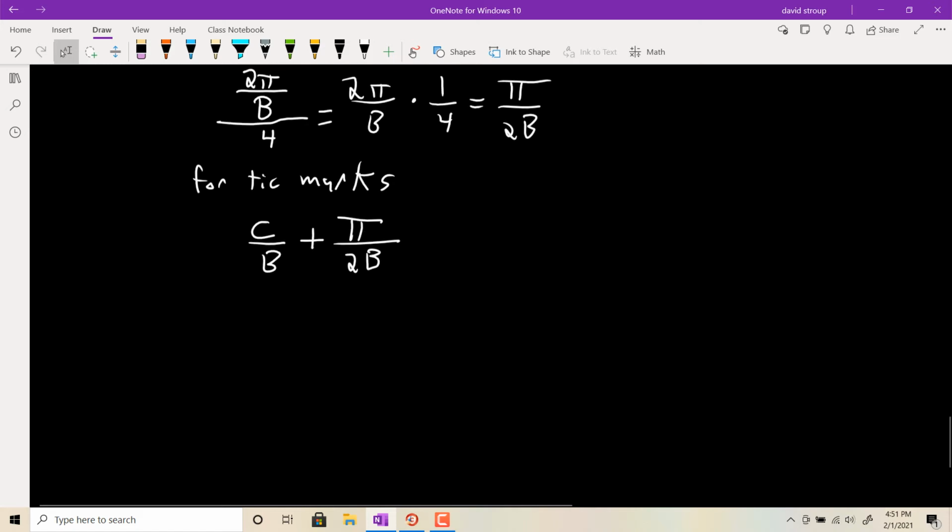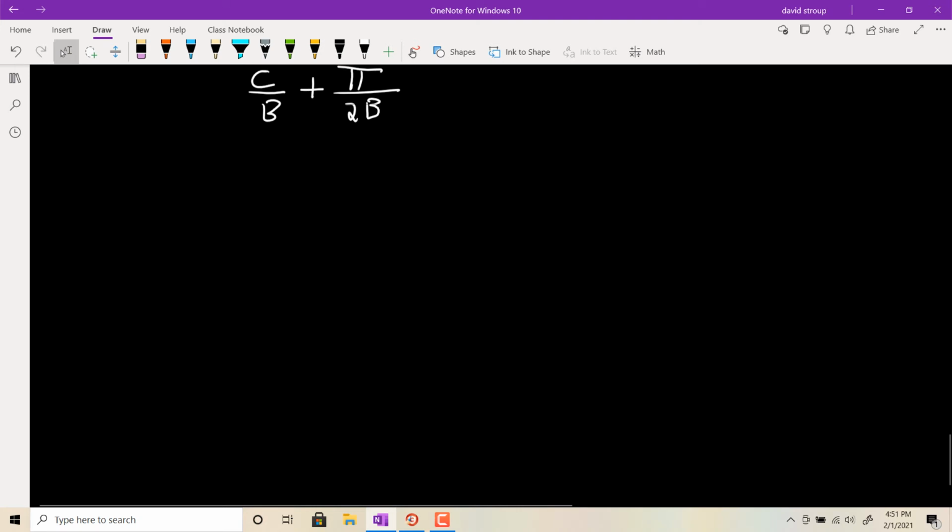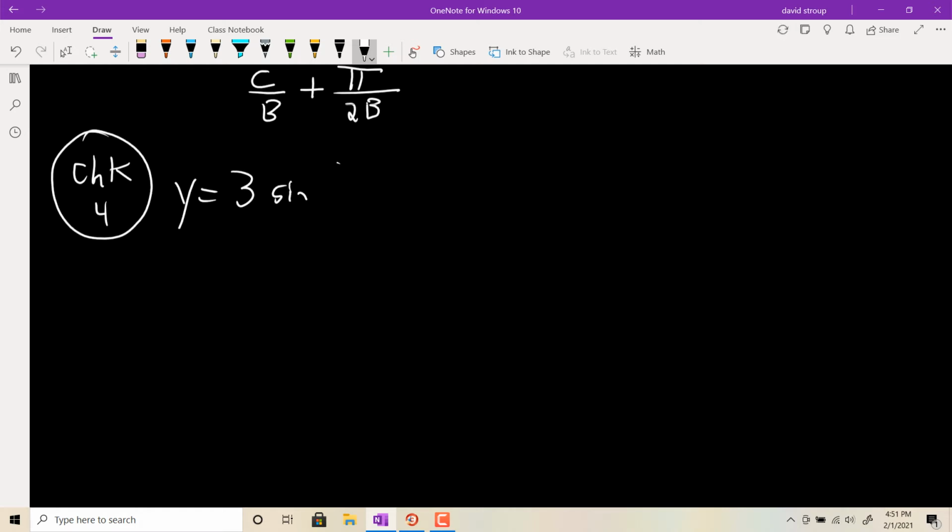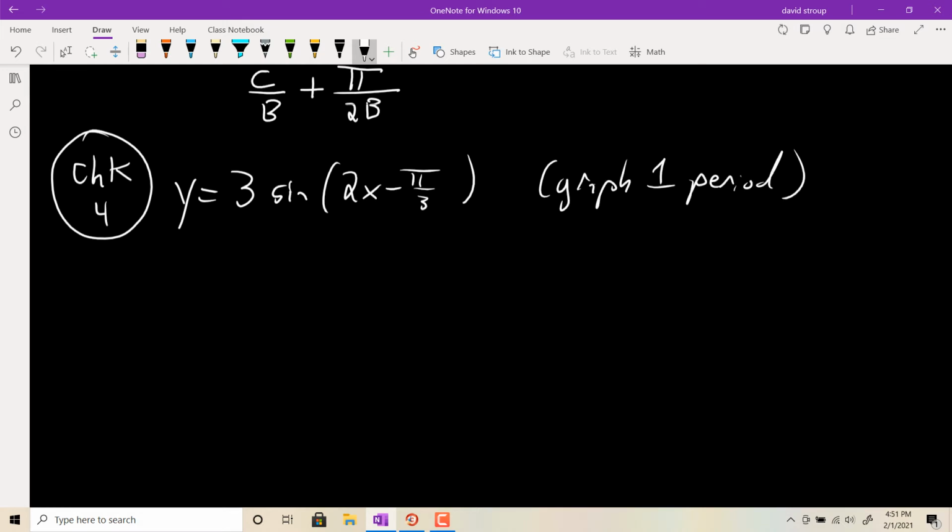Okay, so let me show the example, and I think it'll make a lot more sense once we see this. This is checkpoint 4, and we have y equals 3 sine of 2x minus pi over 3, and they just want us to graph one period, whatever that turns out to be. So the easy part is the amplitude, right? The amplitude is just the absolute value of 3. It's 3. Now we move on to the period and the phase shift.